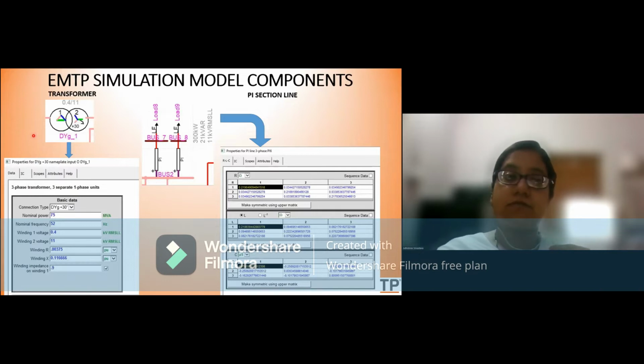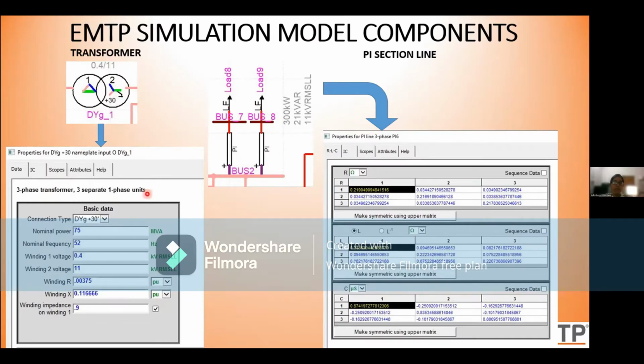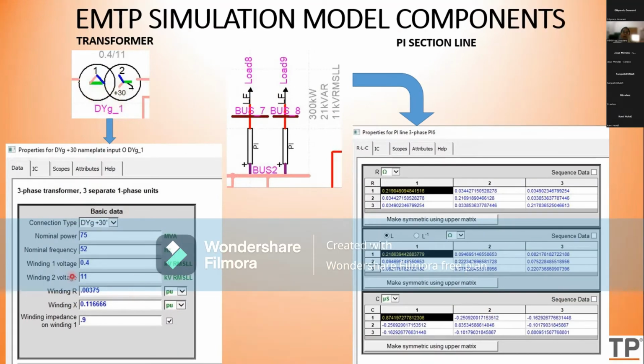Next is the transformer. EMTP has transformers where we can define, for example, a delta-star type. And of course, in the properties, we can change its power, its frequency, and the windings. And then load is another component. And here the load can be modeled based on the parameters.